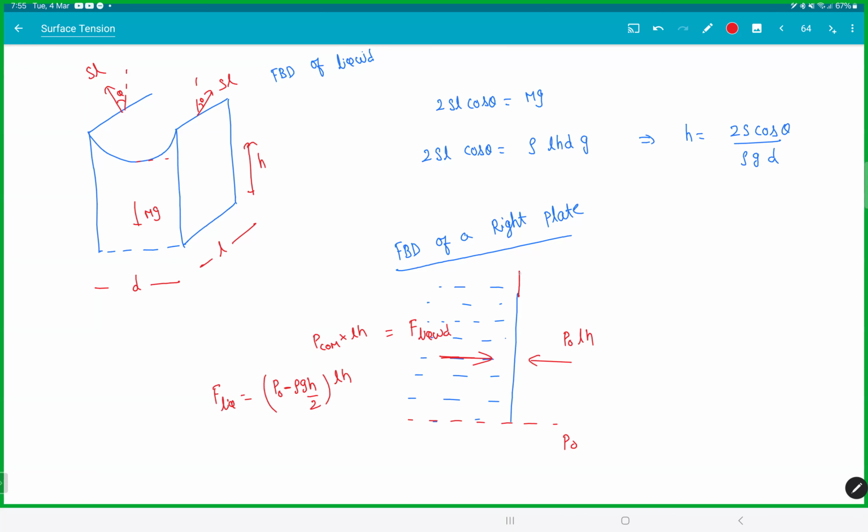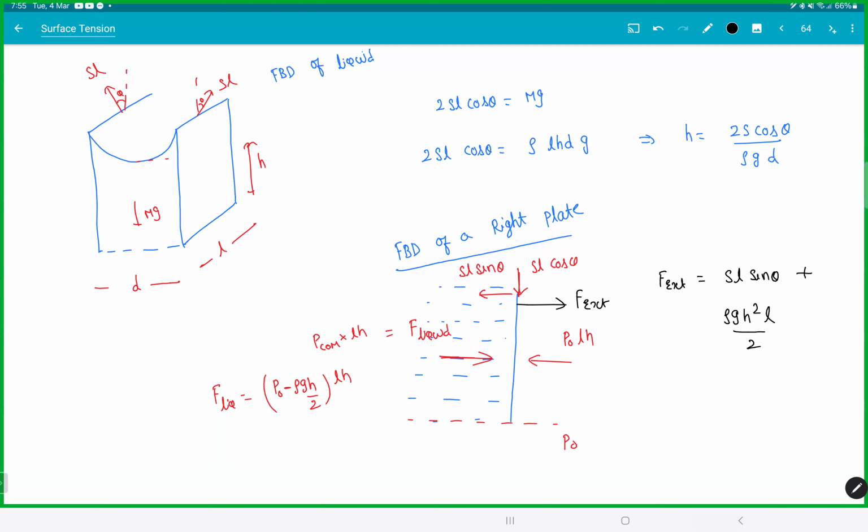And the surface tension is actually pulling down the plate with SL cos theta, and it is pushing inside with SL sin theta, Newton's third law. So in order to stop all this from happening, you need to apply an F external force this way. Therefore, the P naught Lh term will cancel. You end up with F external equal to SL sin theta plus rho g h squared L by 2. That's your answer, everyone.